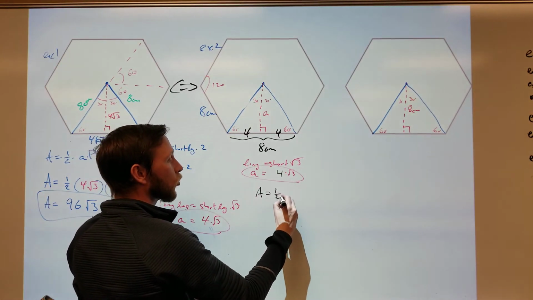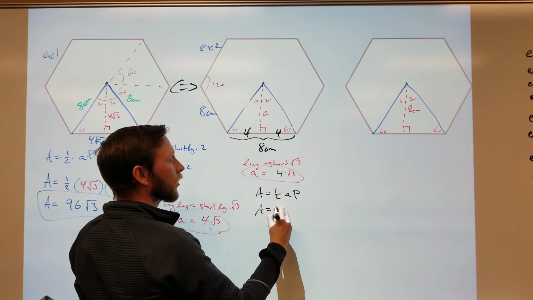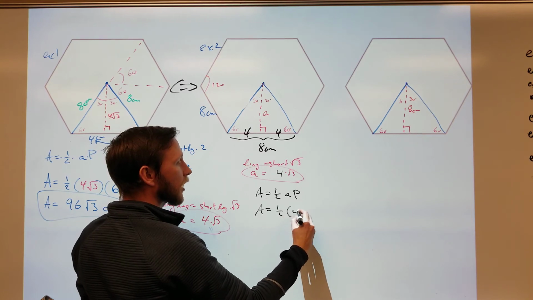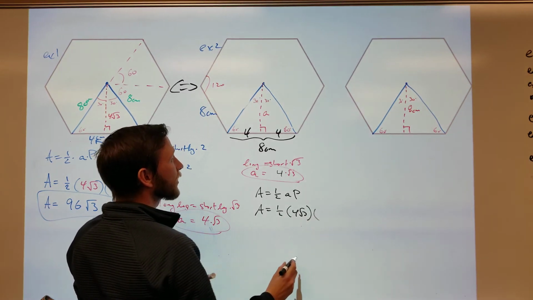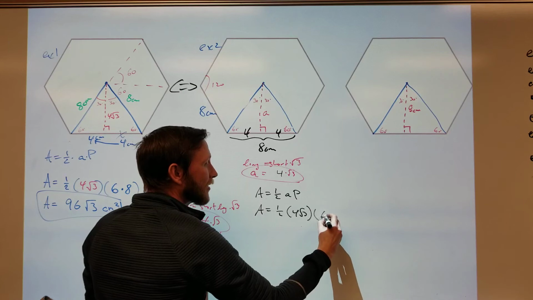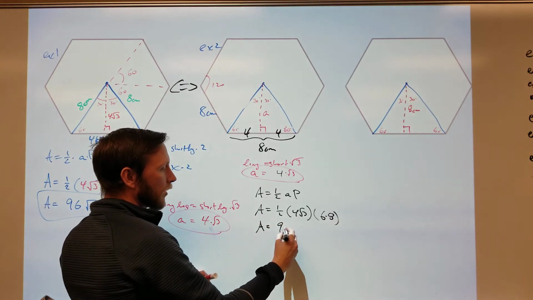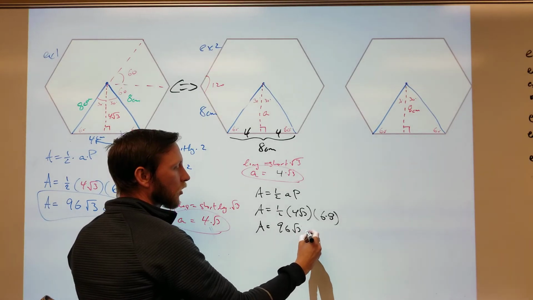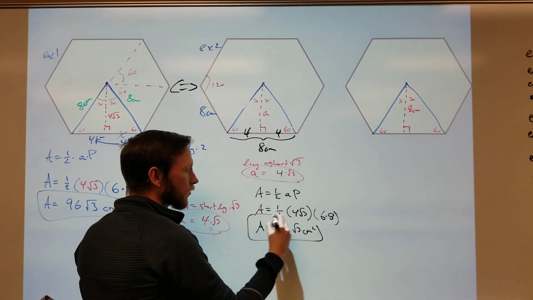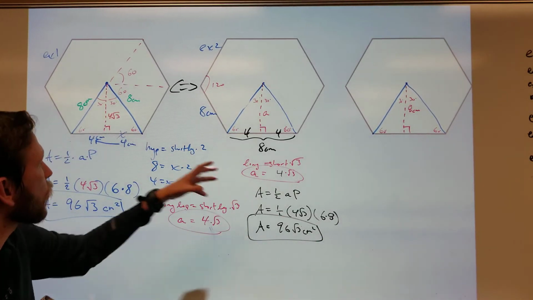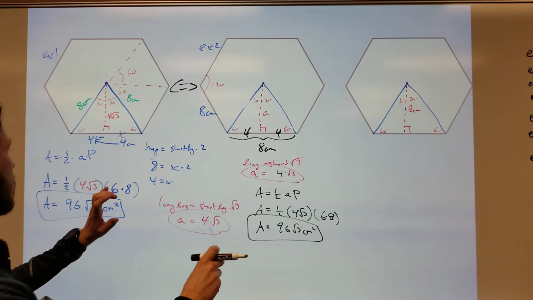The area is 1/2 apothem times perimeter. The area is 1/2 times 4 square root of 3 times the perimeter, which is 6 sides, times 8 centimeters each. And so that means here we have 96 times the square root of 3 square centimeters. All right. So the math works out the same way, just approaching it differently.